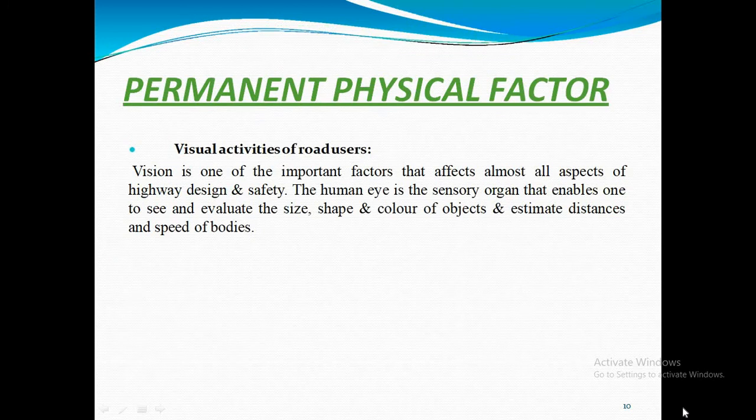Among the permanent physical factors, vision is one of the important factors, which affects almost all aspects of highway design and safety. The human eye is the sensor organ that enables one to see, evaluate the size, shape and color of objects, and estimate the distance and speed of bodies. So vision plays the most important role. This includes the acuity of vision, peripheral vision, and eye movement. This we need to take into account.